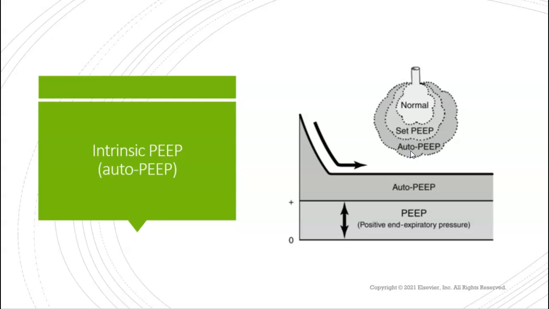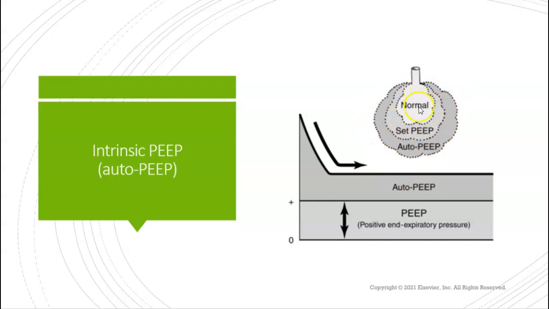And there are lots of complications, but that's the idea. So auto PEEP is, instead of going back to the normal resting size of the alveoli, which is still slightly open, that unexhaled volume of gas creates pressure in that alveoli because that air wasn't able to get exhaled.